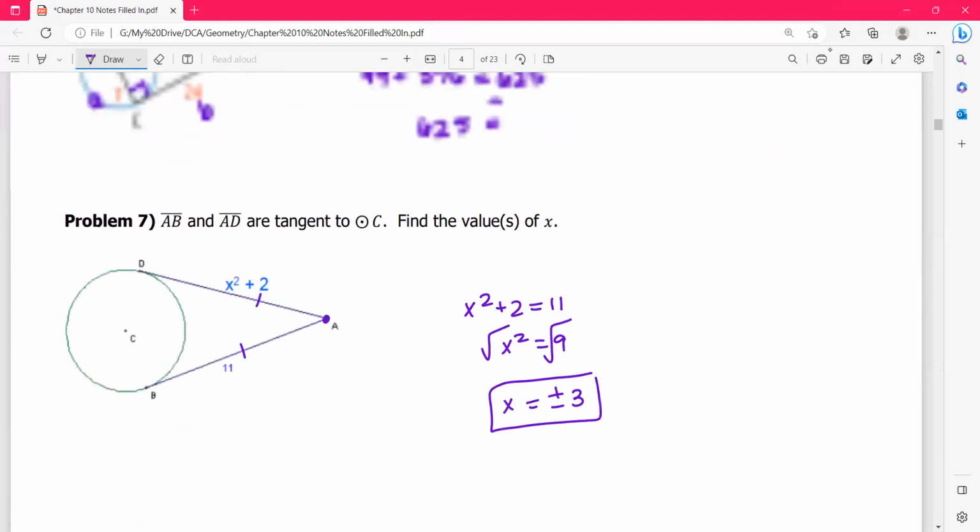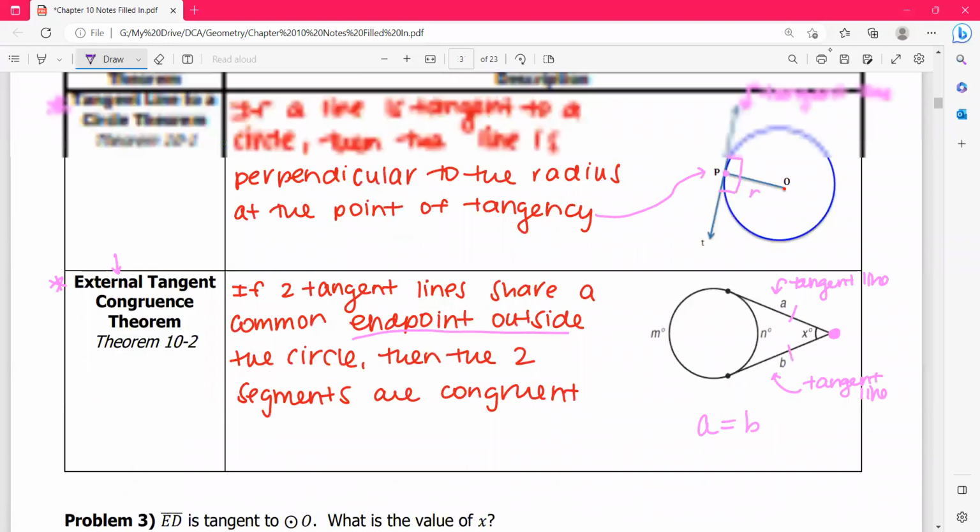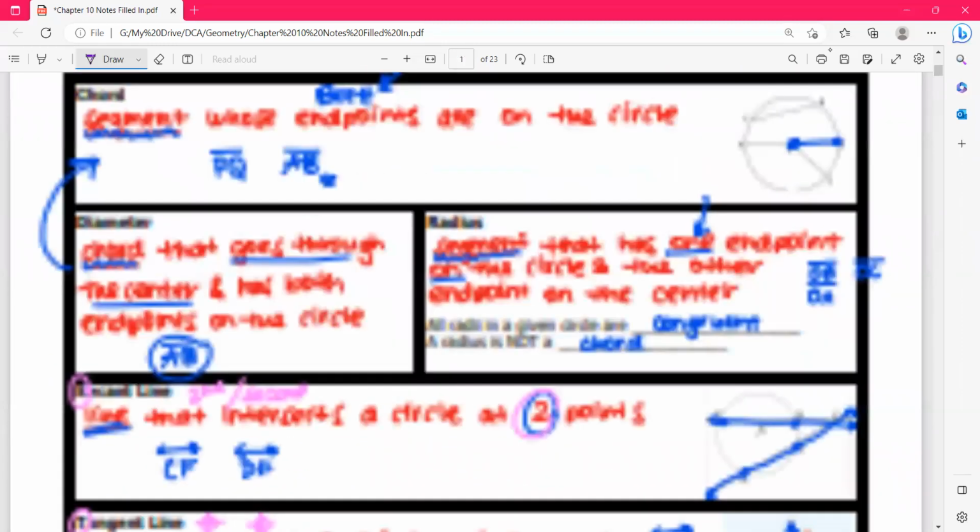Okay, so guys, this is all about circles here. This is the very beginning. If you've got questions, let me know. Great job.